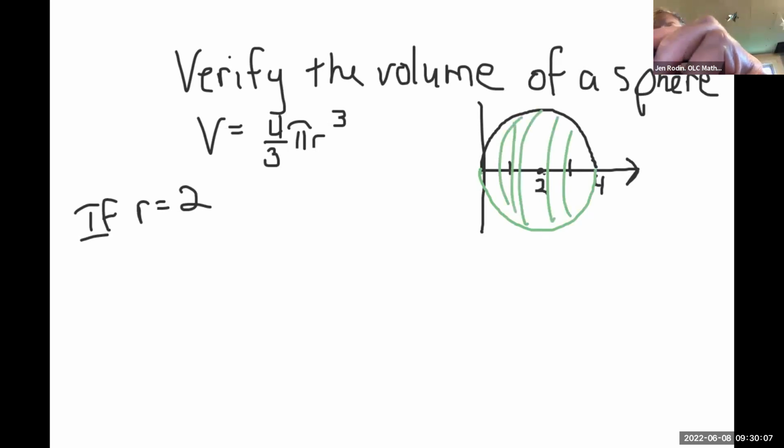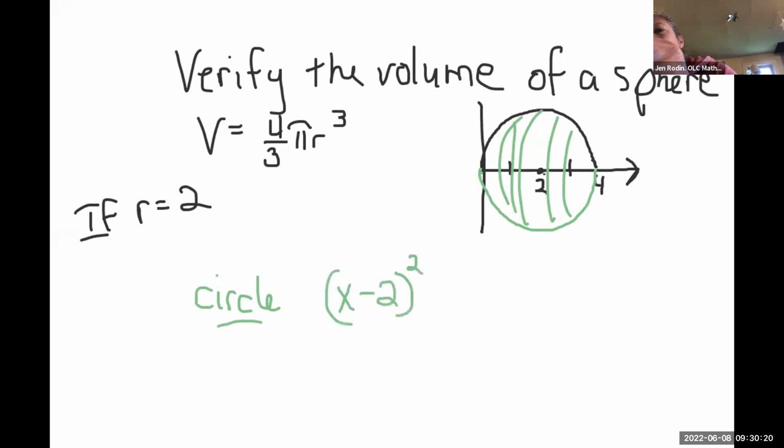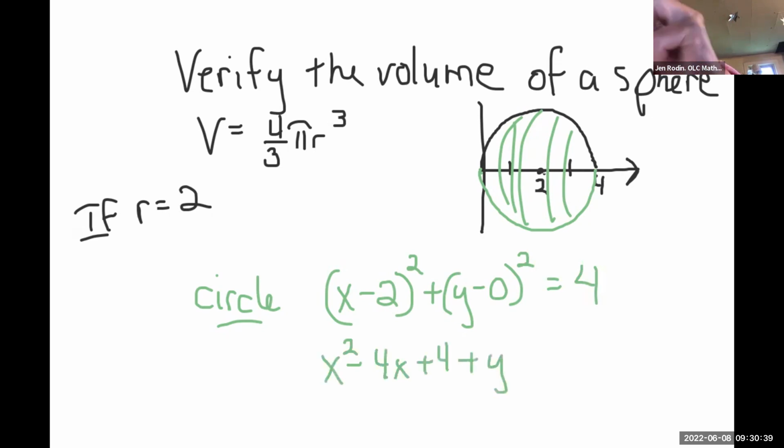And let's see the formula for this circle. Before it's a solid, the circle equation would be, its center is at 2, 0, so x minus 2 squared plus y minus 0 squared equals the radius squared. So the full circle formula is that. So this would be x squared minus 4x plus 4 plus y squared equals 4. And then when we get y alone.